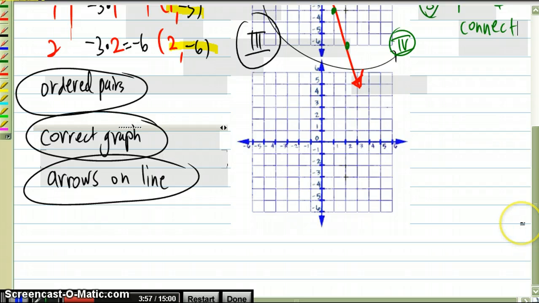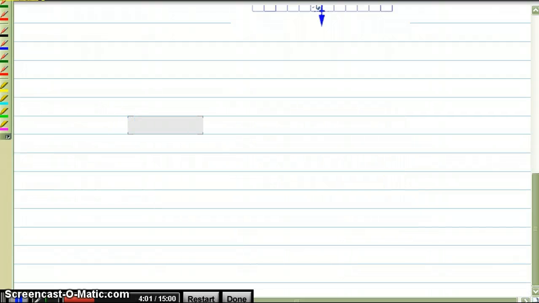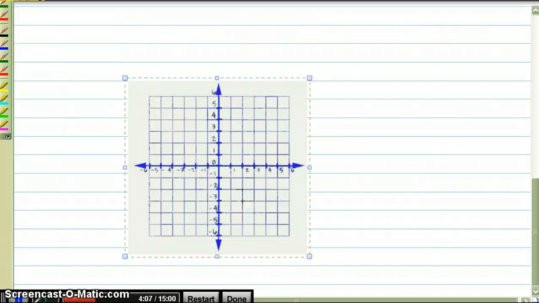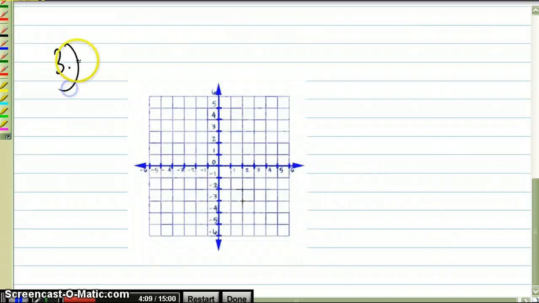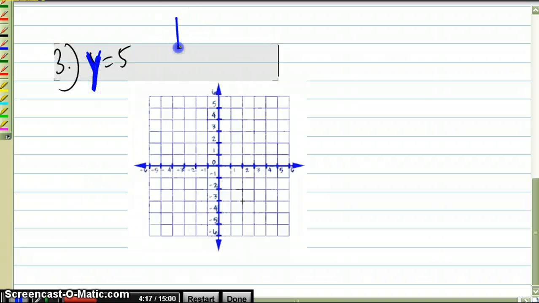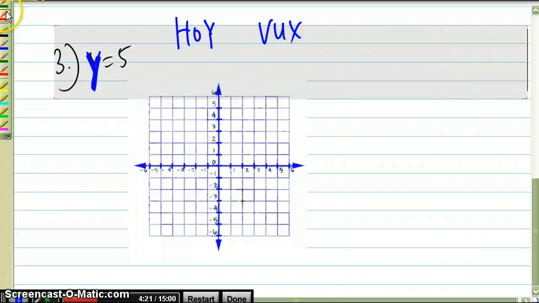Number 3, I'll go down here. Okay, this is number 3. I have y is equal to 5. So if you look in your notes today, because we see a y equal, we're going to either use HOY or we're going to use VUX. And since I see a y, I'm definitely using HOY.